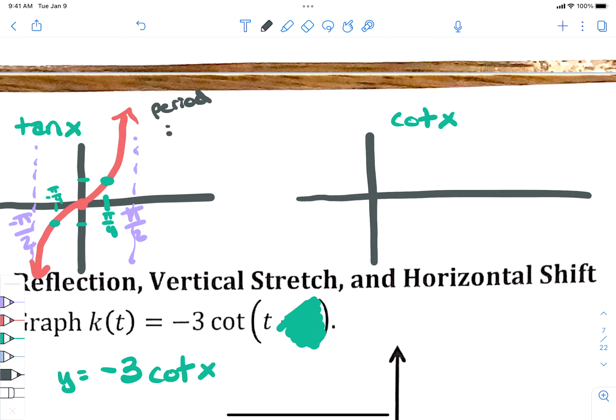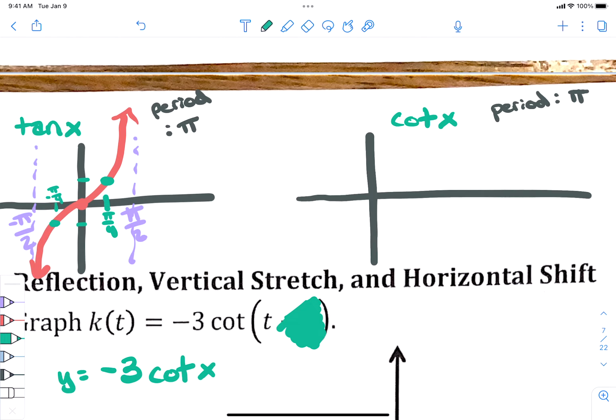What's the period for tangent? Pi, right? He's pi units wide. Cotangent, the period is also pi. Cotangent's period is also pi, and he does have vertical asymptotes, except he doesn't split pi over 2 on either side. He is actually easier.